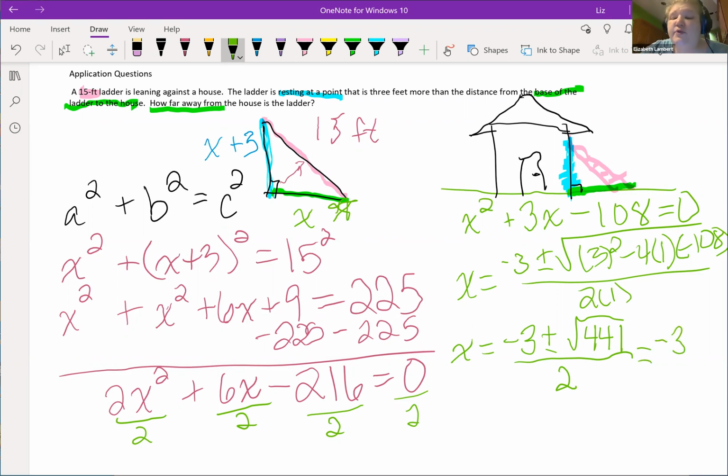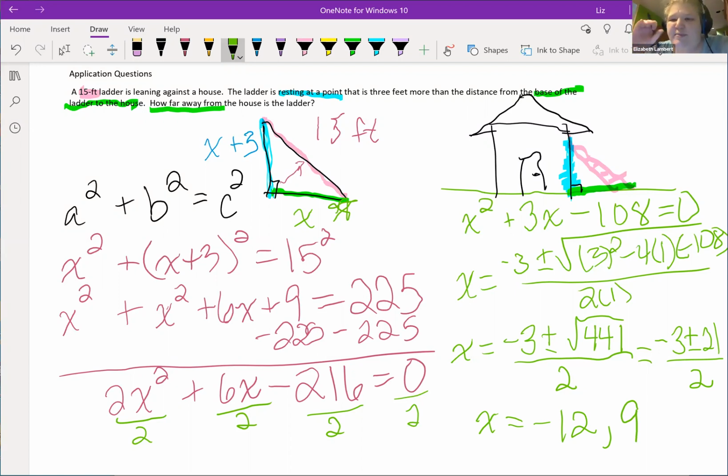So we have -3 plus 21 all over 2 and -3 minus 21 all over 2. So the minus would give us a -24 over 2, -12. So that's weird. And then plus 21 minus 3 is 18. 18 divided by 2 is 9.